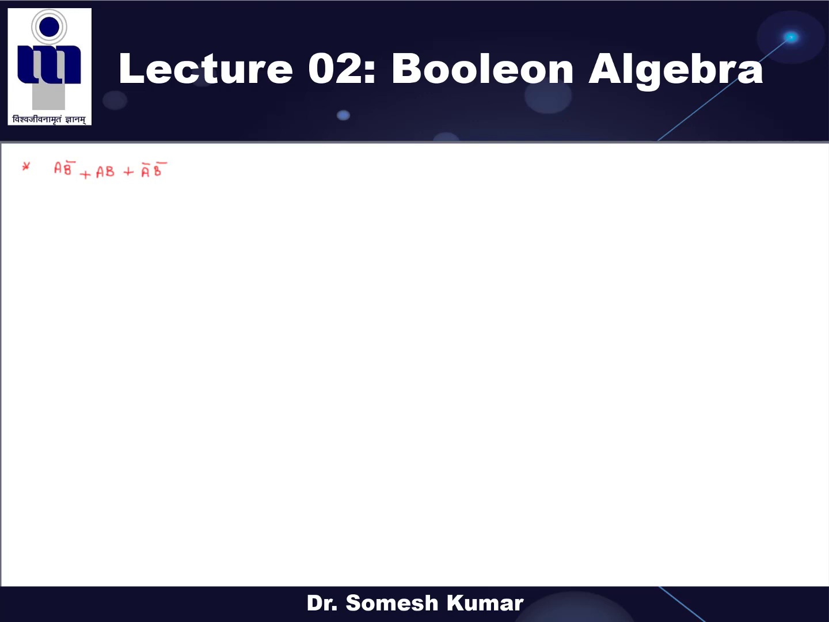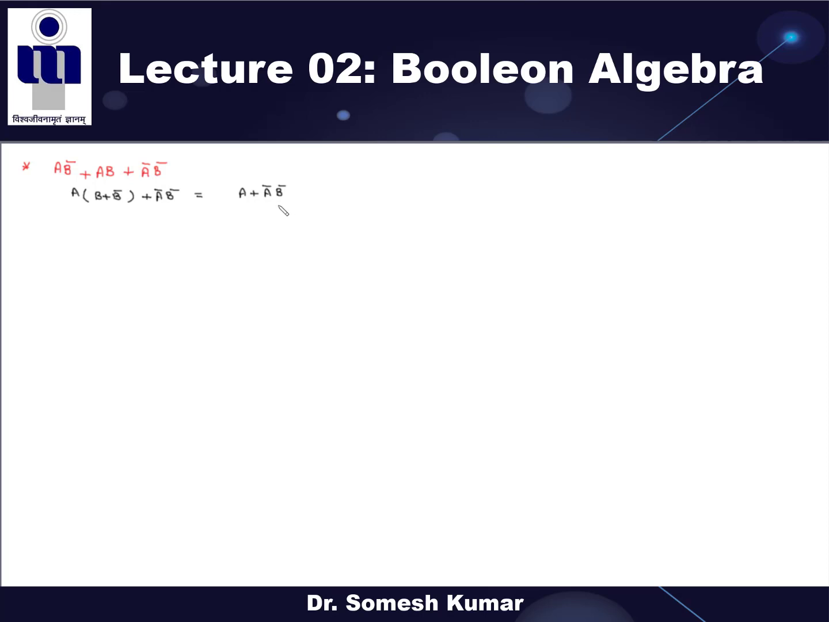In this we can take A as common. It becomes B plus B bar. And in the previous lecture we discussed this identity: B plus B bar is what? This is 1. So now I can write down this is 1. This is A plus A bar B bar. This is the final expression.